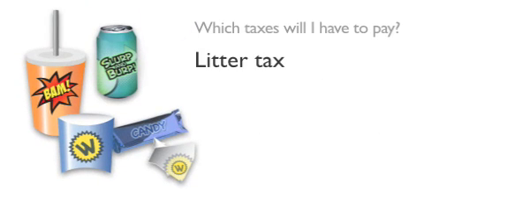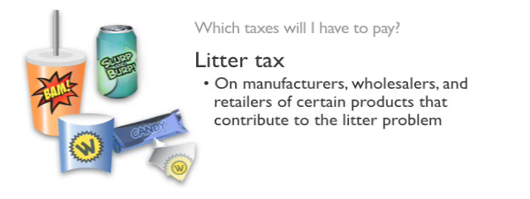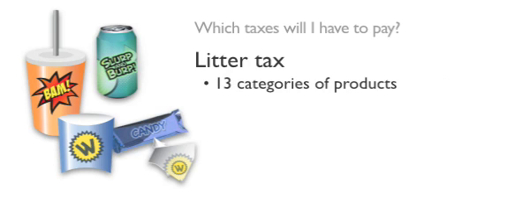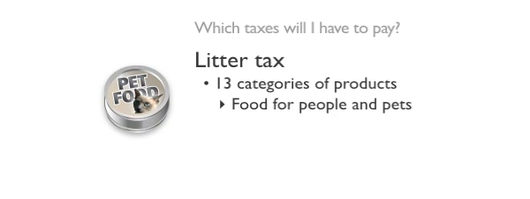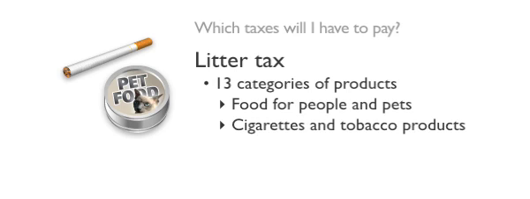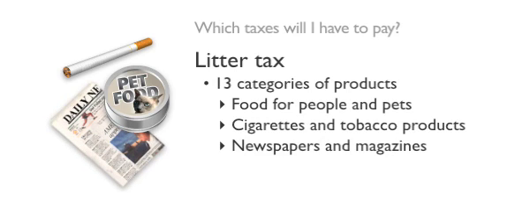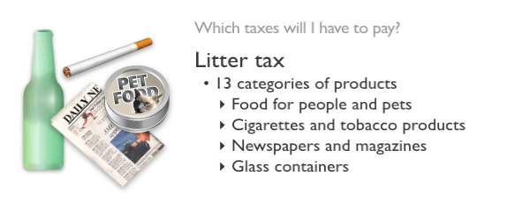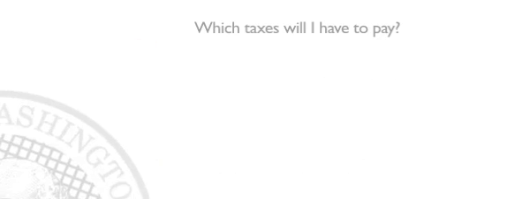Another tax you may have to pay is the litter tax. Litter tax is a tax on manufacturers, wholesalers, and retailers of certain products that contribute to Washington's litter problem. There are 13 categories of products subject to the litter tax. A few examples of these products are food for people or pets, cigarettes and tobacco products, newspapers and magazines, and glass containers. You can find the complete list of products from the link at the end of this presentation.